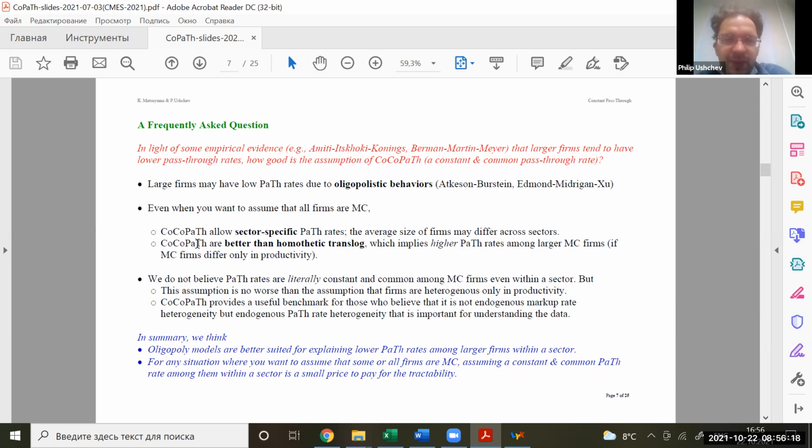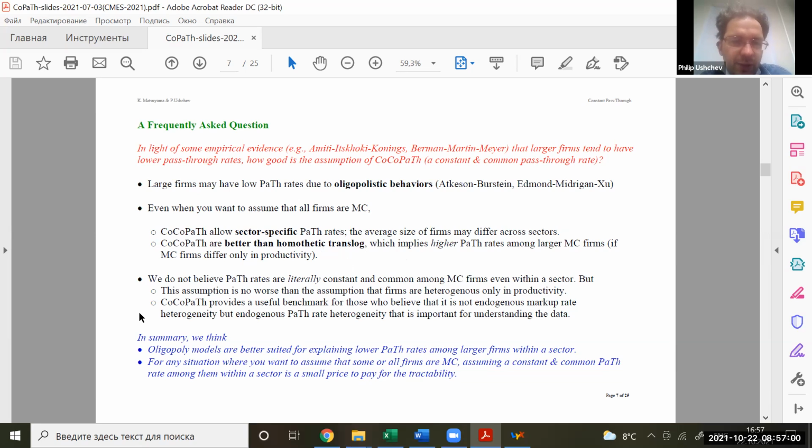Also, COCOPATH is definitely an improvement compared to homothetic translog people use in many applications, because the implication of a translog is that actually pass-through is higher among larger monopolistically competitive firms. At least this is so if monopolistically competitive firms only differ in productivity. So if anything, translog is more severely counterfactual than COCOPATH. So at least it's an improvement, and it's an improvement which still offers you a lot of tractability.